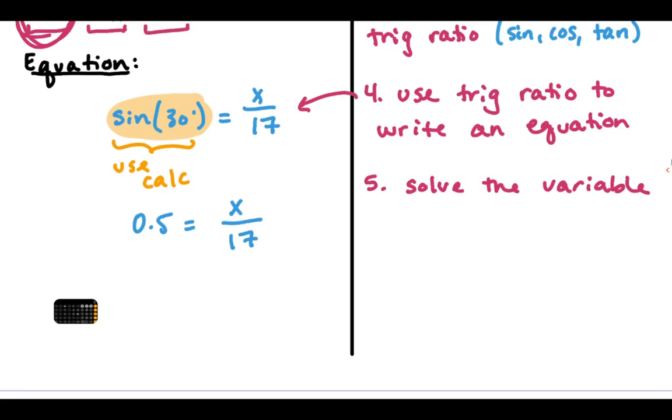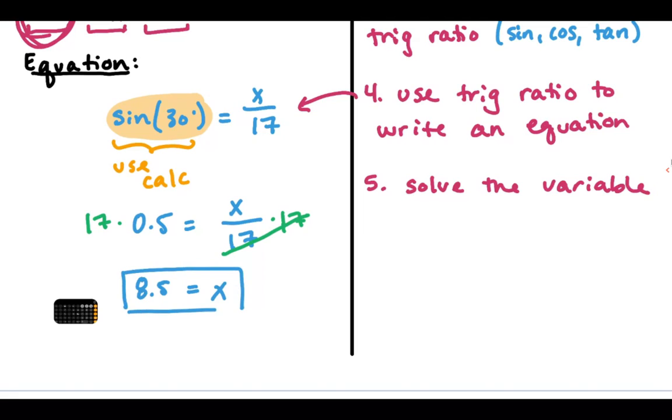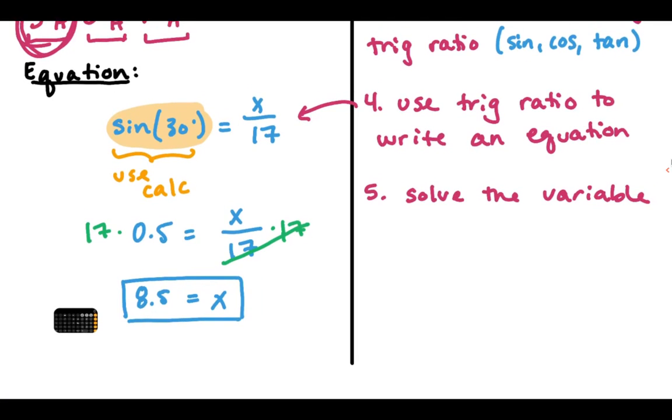Okay, I want to keep working to get x by itself, so I need to take care of this 17. Right now I'm dividing by 17. To get rid of that or to undo it, I need to do the opposite, which is multiplying by 17. So I'm going to multiply by 17 on both sides. These 17s cancel, so I just have x. And then on this side, I just need to do 17 times 0.5. And if you do that, you should get 8.5. And on the right, we just have x. So 8.5 is x. So we solved for our missing side.